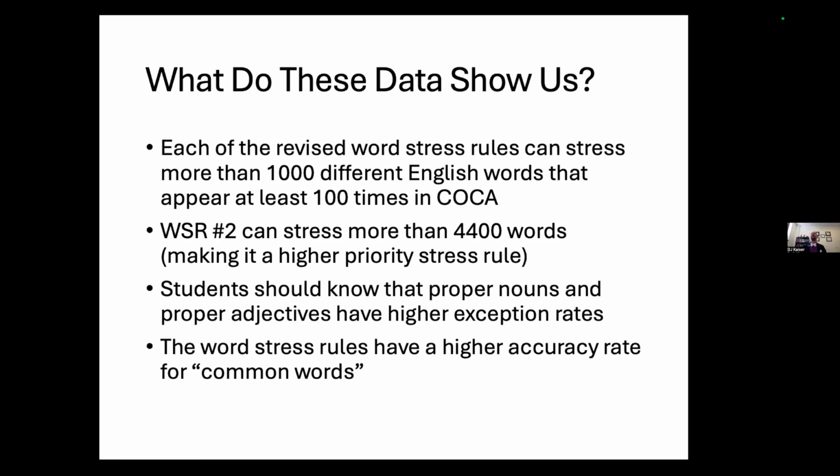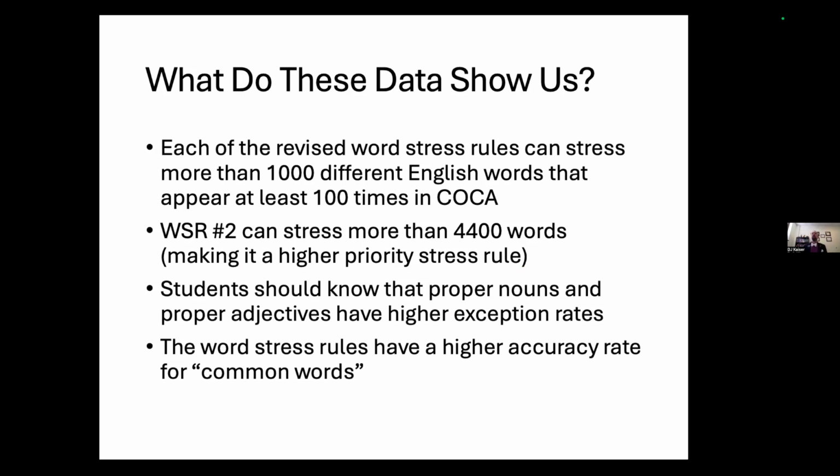So what do these data show us? Each of the revised word stress rules can stress more than 1,000 different English words that appear at least 100 times in COCA. So I want you to go back and think about my original word stress rule number 1, the strong endings, where that was less than 100 words. So when you set that bar at 1,000 words for a word stress rule, to have it be a priority of it being covered in one of the chapters of my book, there's a huge difference between more than 1,000 and then less than 100.